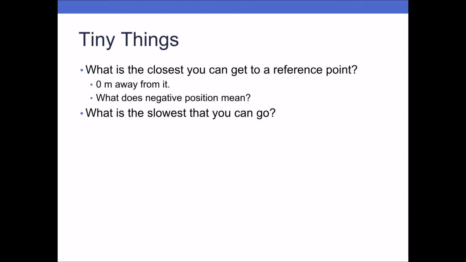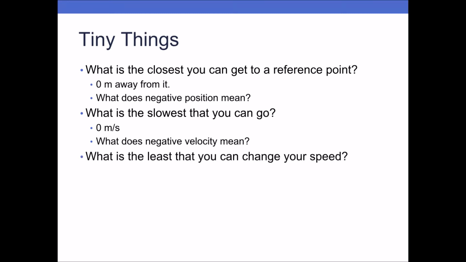But what is the slowest that you can go? 0 meters per second, likewise. But what does negative velocity mean? That means that you're headed back towards the origin. And what's the least that you can change your speed? Similarly, it's 0 meters per second per second.